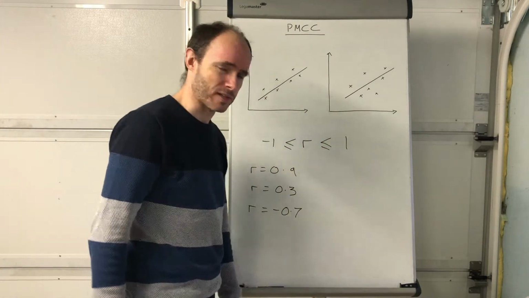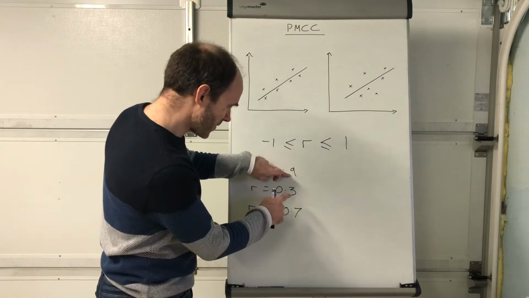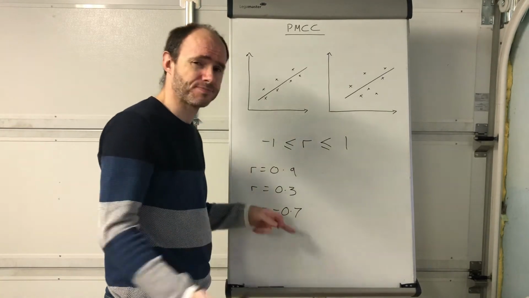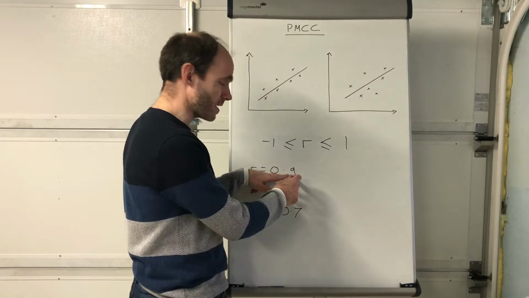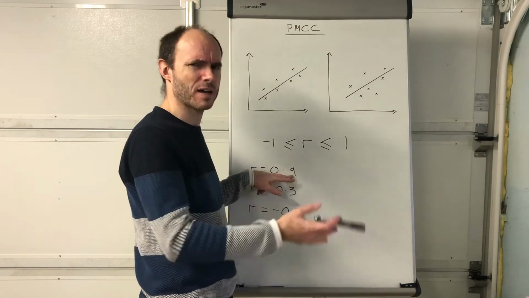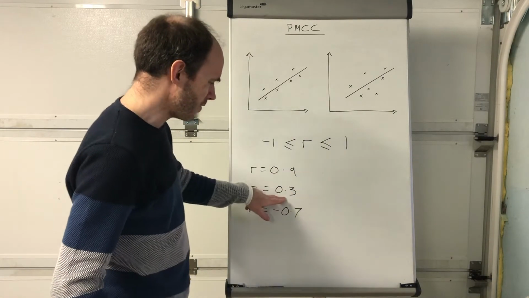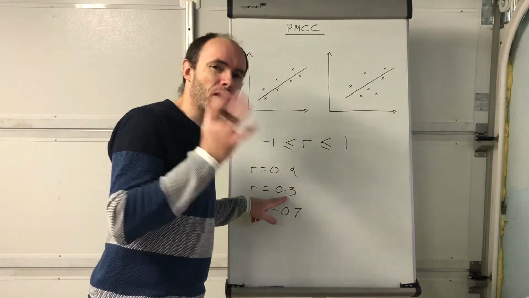How to interpret this? Okay, so first of all, that's positive, that's negative. Second of all, that one's fairly close to 1, so we might say that's a very strong positive correlation. However, this one is much closer to 0, isn't it?